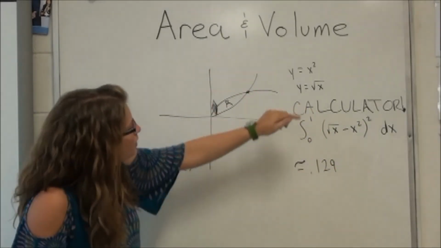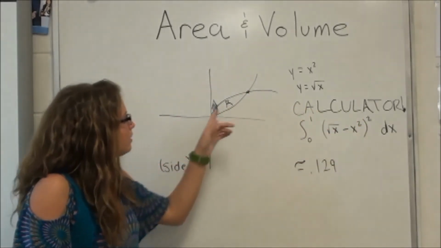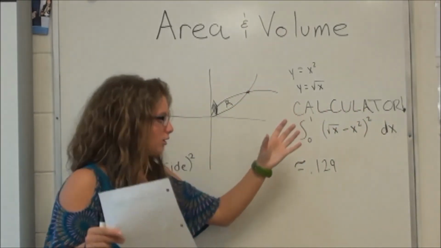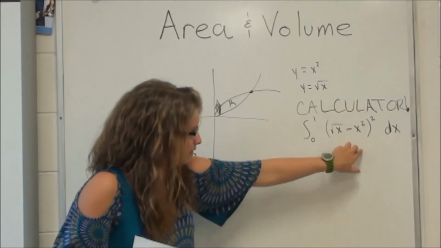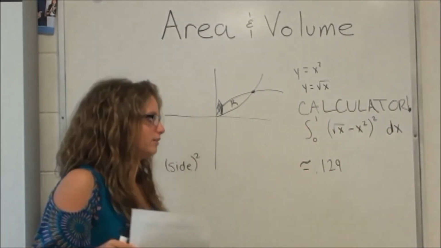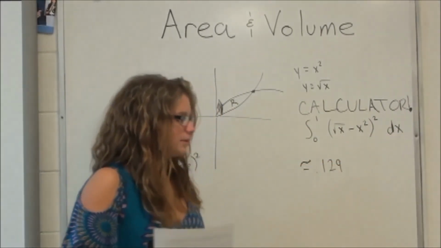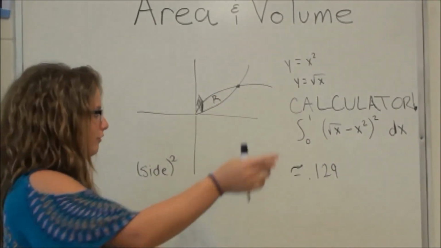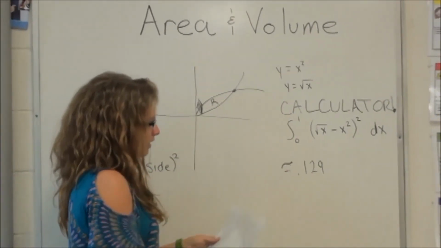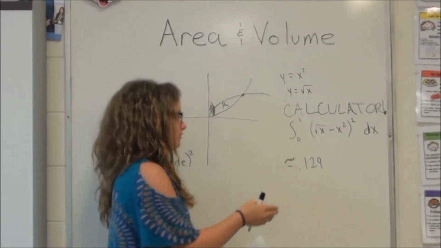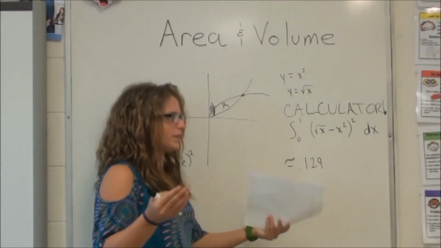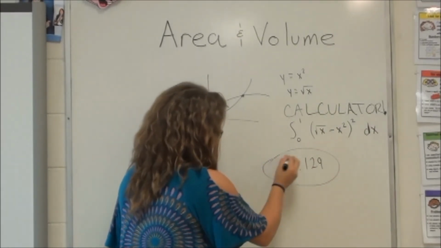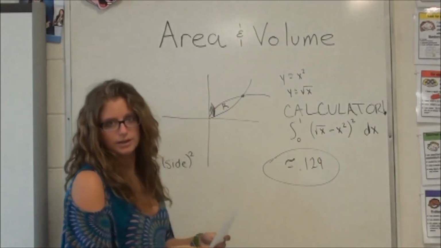So it's going to be the integral from 0 to 1 of the square root of x, which is your top function, minus x squared, which is your bottom function, squared, because it's the square cross section, so this is your side length, and you're going to square it just like you're finding the area of the square, in dx. And then when you type all that into the calculator, it's going to give you an approximation, and you're going to have to round it to the first 3 decimal places, and you're going to get 0.129.